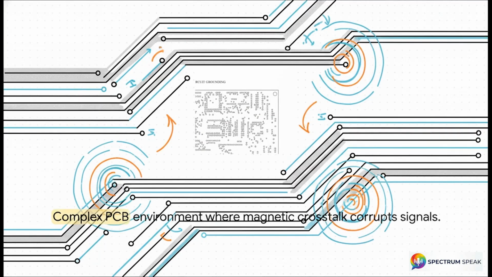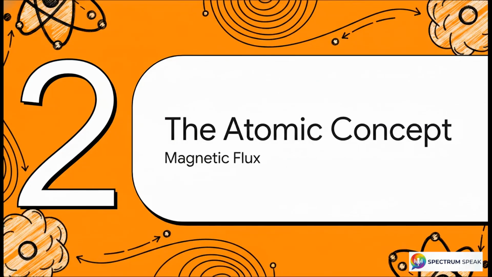Just look at the incredibly complex environment of a modern printed circuit board. You've got hundreds of closely packed traces, multiple layers of copper, and signals firing back and forth at lightning speed. Here's the thing. Whenever current flows through any of these traces, it generates a magnetic field. And because everything is packed so tightly together, that magnetic field from one trace literally reaches out across the board and induces a voltage in a totally adjacent, completely unconnected trace. This is the root cause of magnetic crosstalk, and it is exactly why mastering mutual inductance is absolutely non-negotiable for hardware engineers. So let's zoom in a bit and look at the atomic concept behind this, magnetic flux.